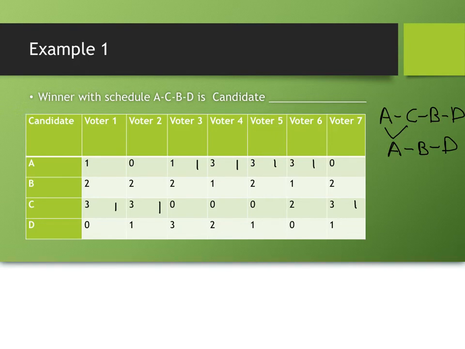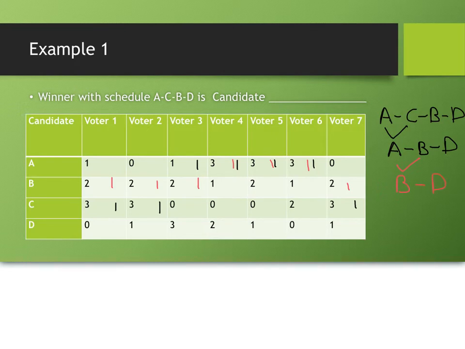Next will be A versus B, and I'll do this in red. So A versus B. B wins this. B, B, A, B. B wins that.